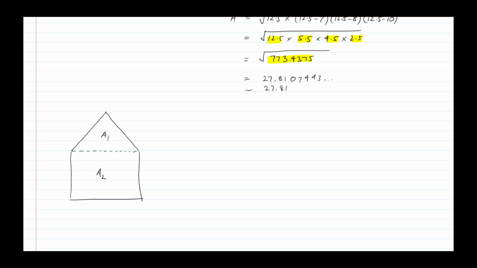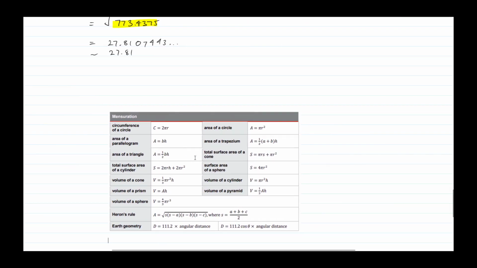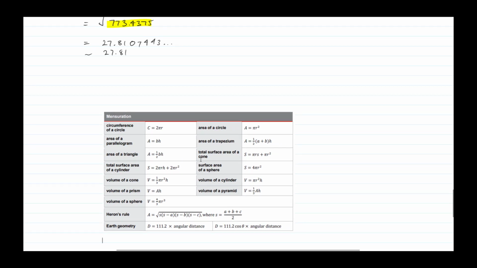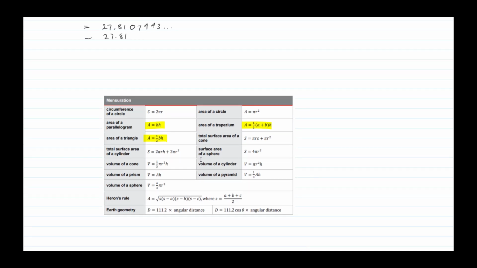So that's a composite shape, and now I just want to quickly show you the formula sheet. So we'll have a look at that now. Okay, so here's the formula sheet, and you can see of the formulas we've just spoken about. You have the area of a parallelogram formula, you have the area of a trapezium formula, you have the area of a triangle, and some volume. So we don't have the area of a rectangle. You're going to have to learn that one yourself. We also have Heron's rule.